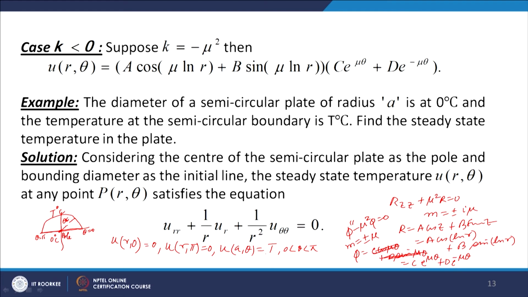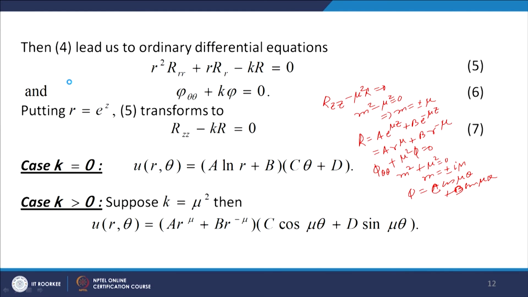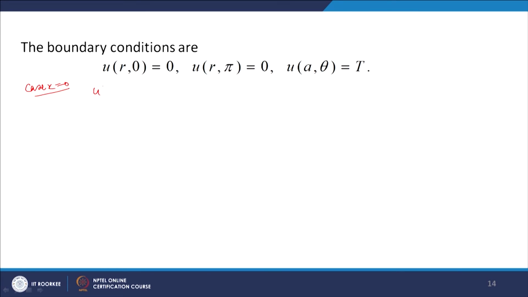Let us go to these boundary conditions u(r, 0) equal to 0, u(r, pi) equal to 0, u(a, theta) equal to T. Now, let us solve this equation. So, we consider the case k equal to 0. For k equal to 0, the solution is u(r, theta) equal to a ln r plus b into c theta plus d. So, let us write u(r, theta) equal to a ln r plus b into c theta plus d.